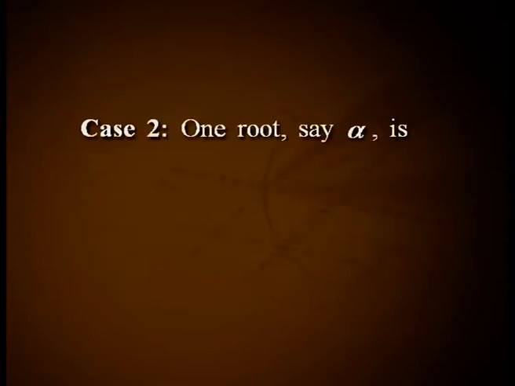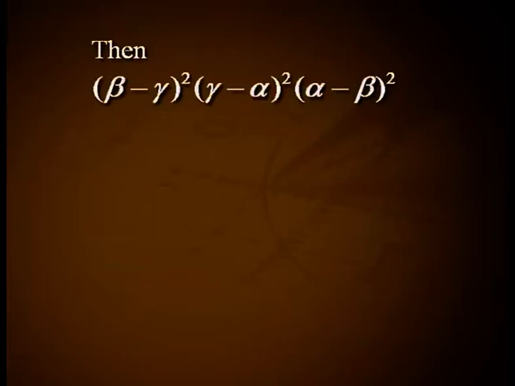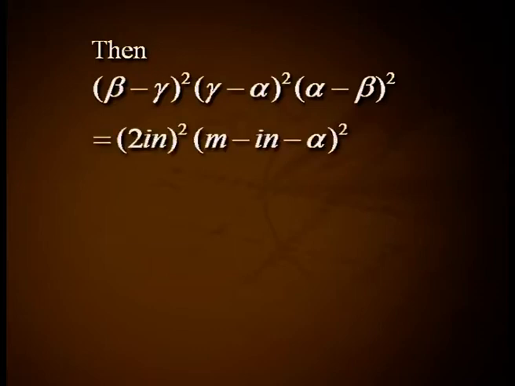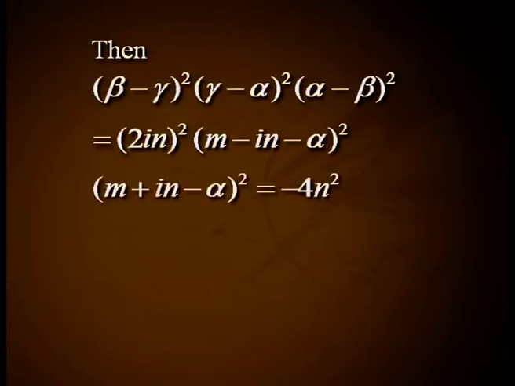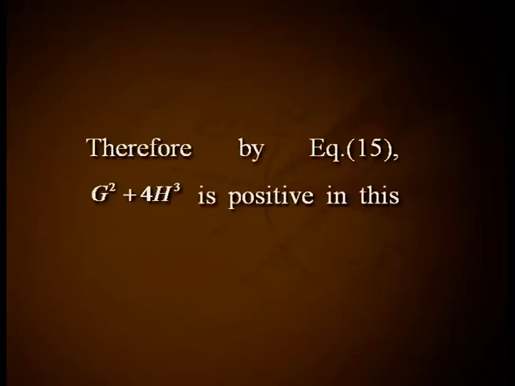Case 2. One root, say alpha, is real and the other two imaginary. Let beta and gamma be m plus or minus i n. Then (beta minus gamma)² (gamma minus alpha)² (alpha minus beta)² equals (2in)² (m minus in minus alpha)² (m plus in minus alpha)², which equals minus 4n² [(m minus alpha)² plus n²]², which is negative, whatever alpha, m, n may be. Therefore, by equation 15, g² plus 4h³ is positive in this case.